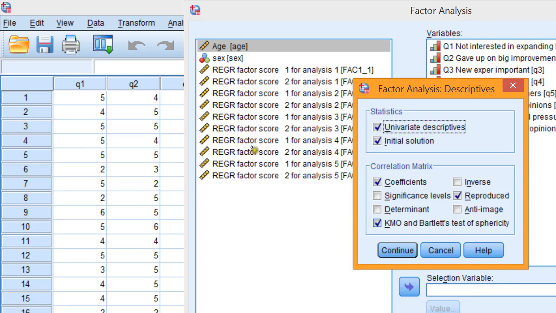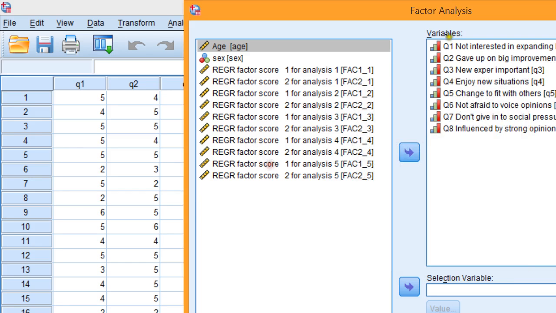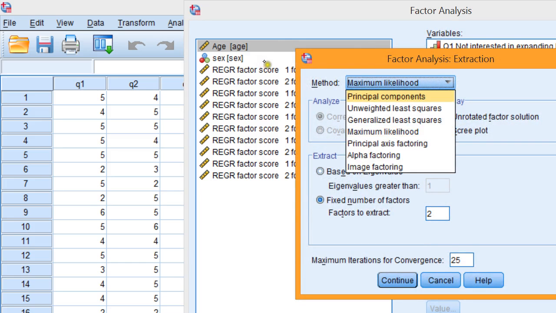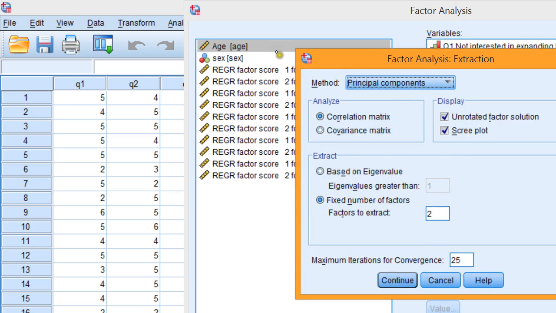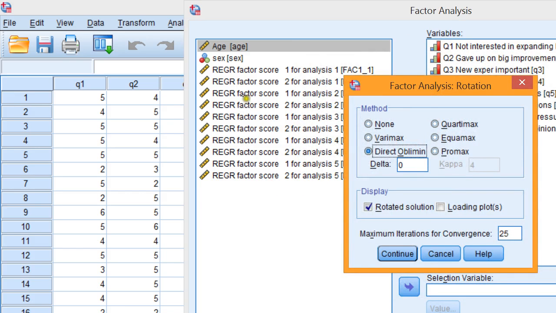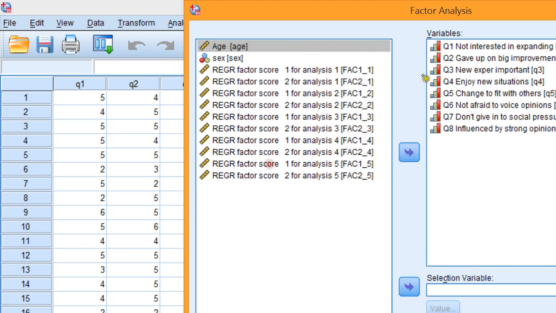The KMO and Bartlett's test of sphericity just tells you how well suited the data is to factor analysis. Maximum likelihood wasn't the default, as principal components is, so you need to ask for maximum likelihood. Ask for the unrotated factor solution because that gives you all the eigenvalues and so on. The scree plot plots the eigenvalues for you, so you want that. You just leave all the rest as default. For rotation, we want direct oblimin. Leave the rest as default.